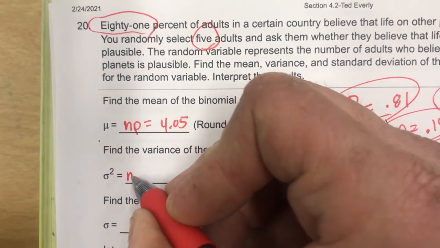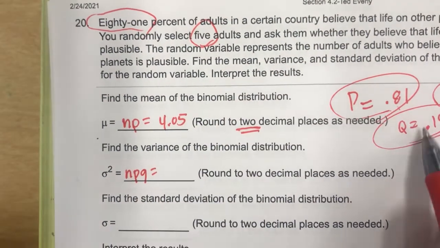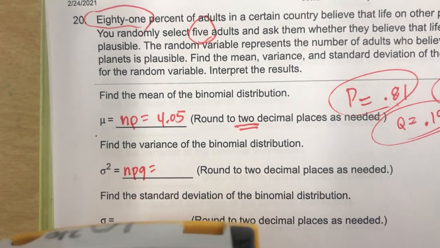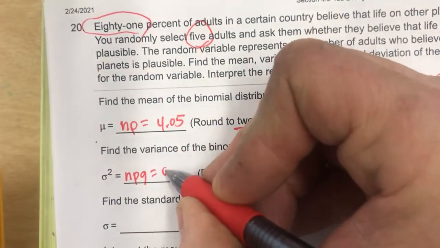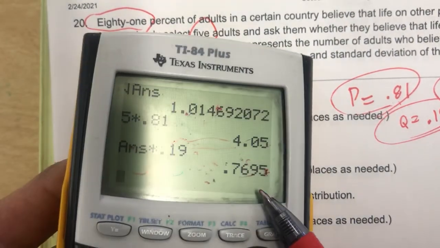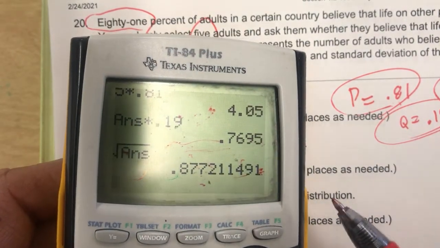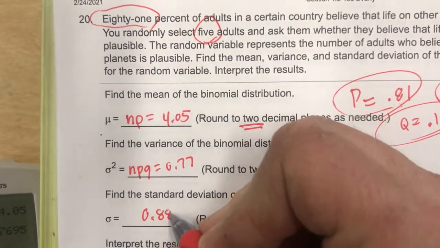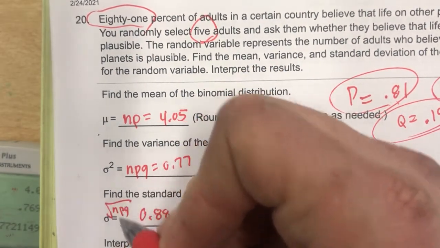All right, find the variance. So that's going to be N times P times Q, which is this times this times this, all 3 of those. So I'm getting 0.7695, which is 0.77. Okay, and then the standard deviation. Now I leave this on there and do the square root of that answer. I don't want to do the rounded answer because it might throw it off a little bit. So this is 0.88. This 7 makes the 7 go up to 8. Okay, so I remember now, I didn't write it down here. NPQ, this is the square root of that.